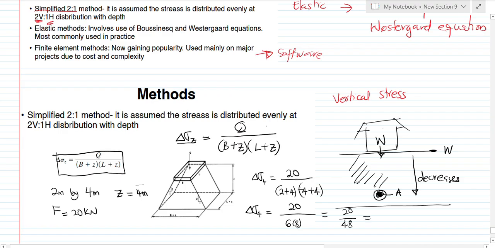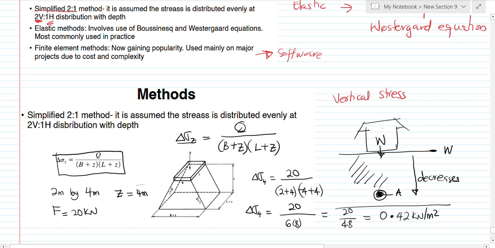So let me check. So 20 over 48. Did I say 68? Sorry, 48. And that is what? 0.42 kilonewton per meter squared. So that is the stress increase.